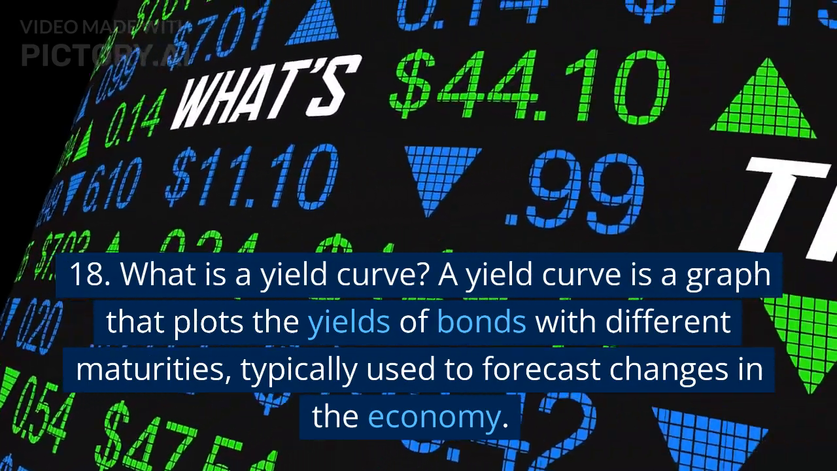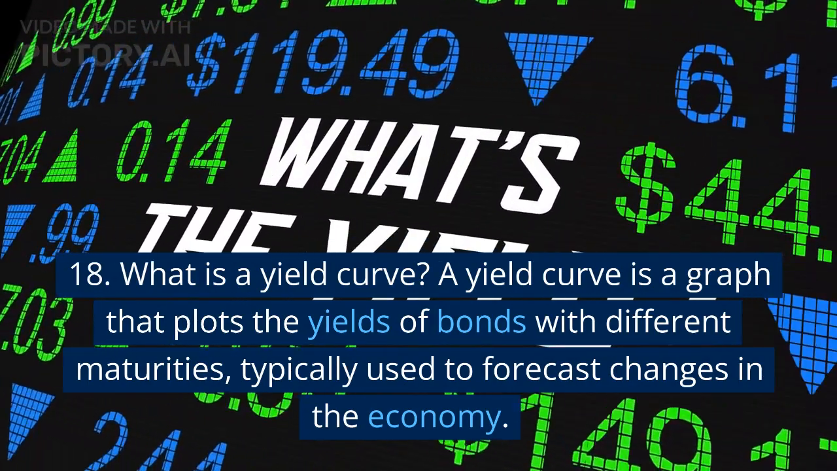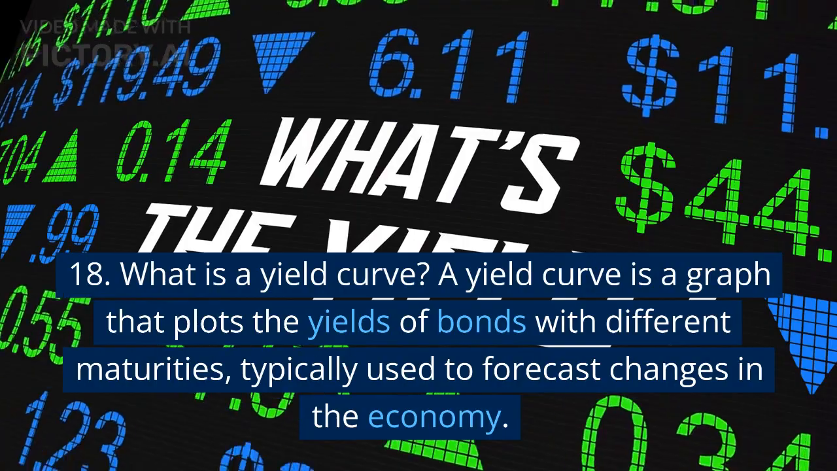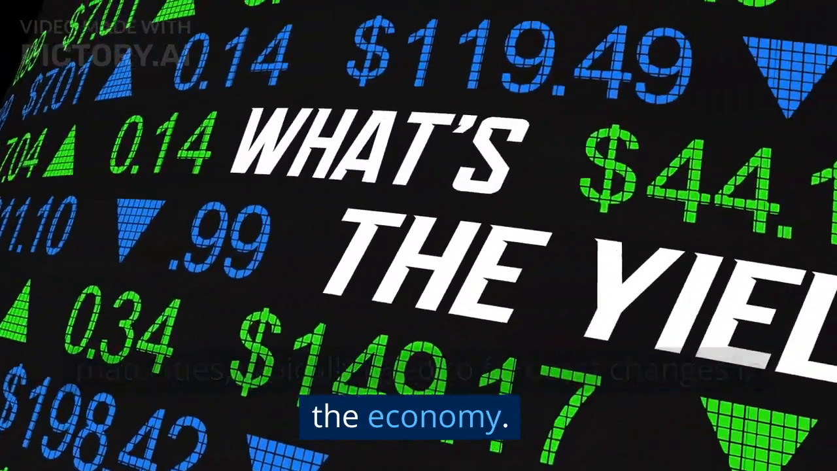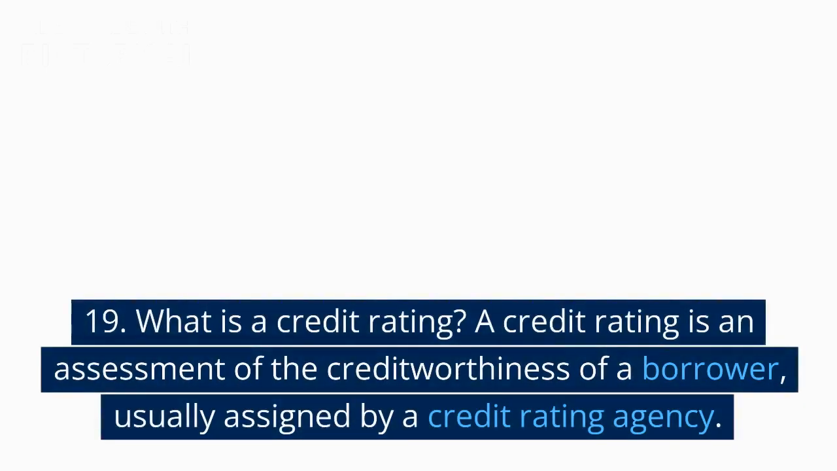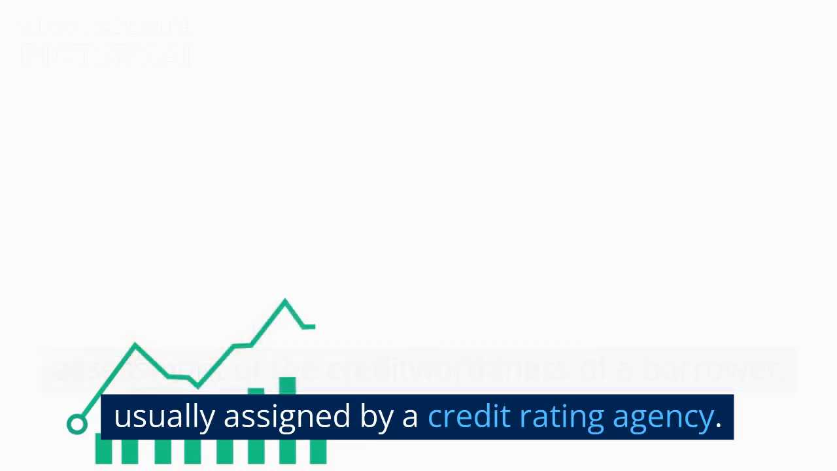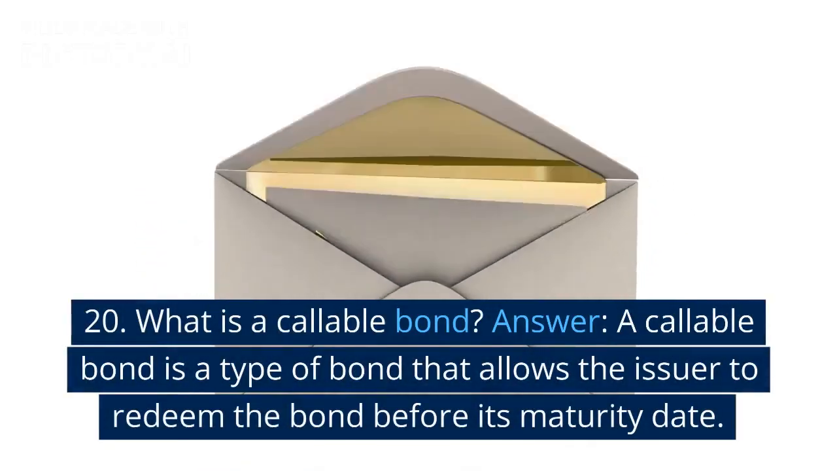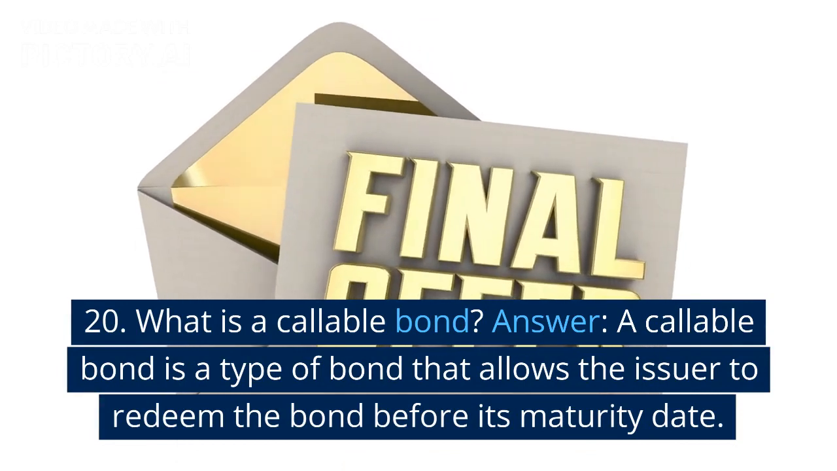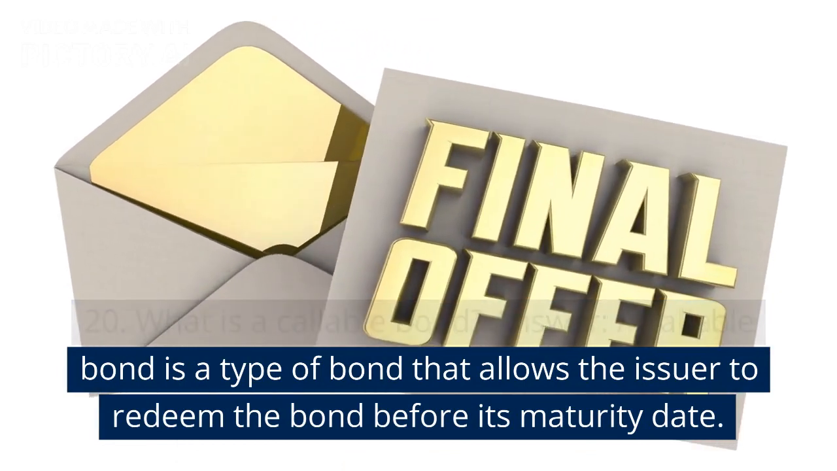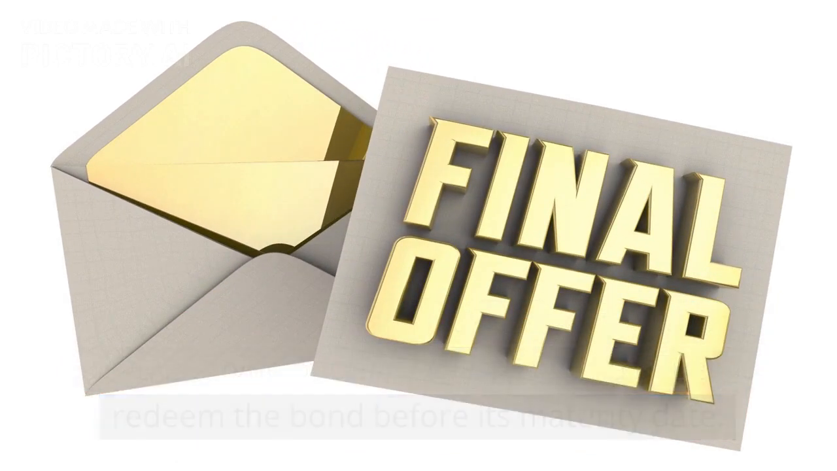18. What is a yield curve? A yield curve is a graph that plots the yields of bonds with different maturities, typically used to forecast changes in the economy. 19. What is a credit rating? A credit rating is an assessment of the creditworthiness of a borrower, usually assigned by a credit rating agency. 20. What is a callable bond? A callable bond is a type of bond that allows the issuer to redeem the bond before its maturity date.